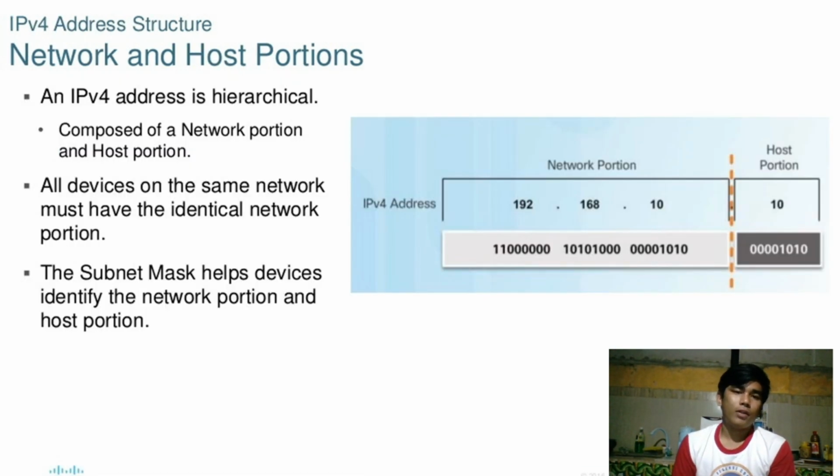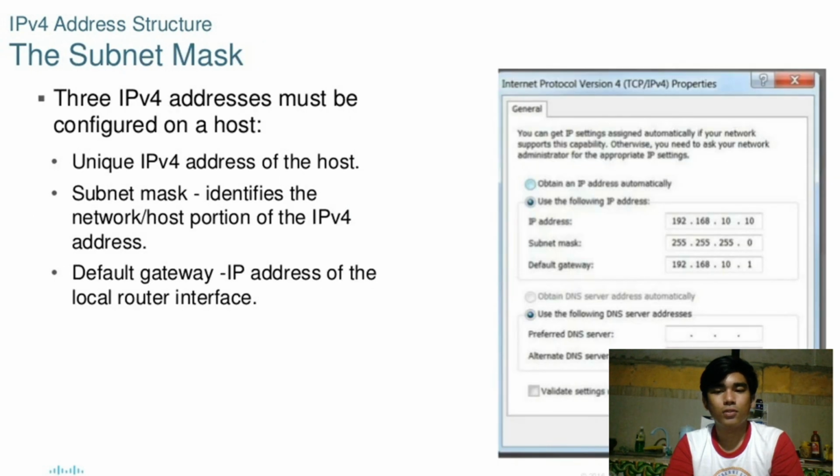So, the network and host portion of IPv4. An IPv4 address is hierarchical, composed of a network portion and a host portion. All the devices on the same network must have the identical network portion. The subnet mask helps devices identify the network portion and the host portion. So for the subnet mask, there's a picture on the side.